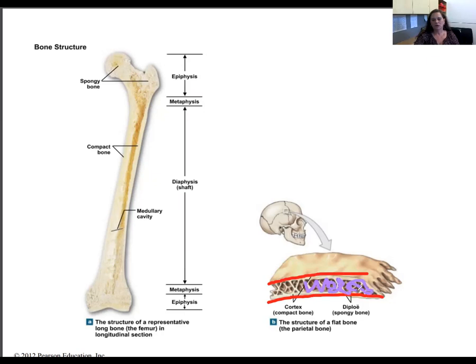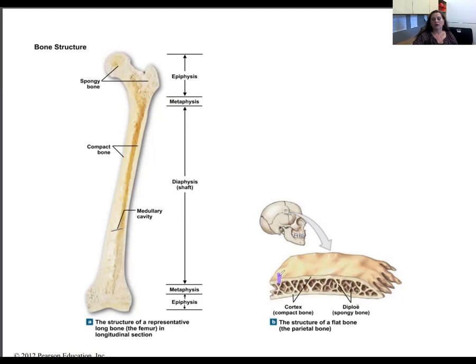That network of spongy bone is called your diploid. So again, the structure of your flat bone, you have the two parallel cortex surfaces made up of compact bone, and in between those two parallel cortex structures, you have the diploid made up of your spongy bone. So if I put a sticker right here and I say number 1, what is that structure called? That structure is called the cortex.